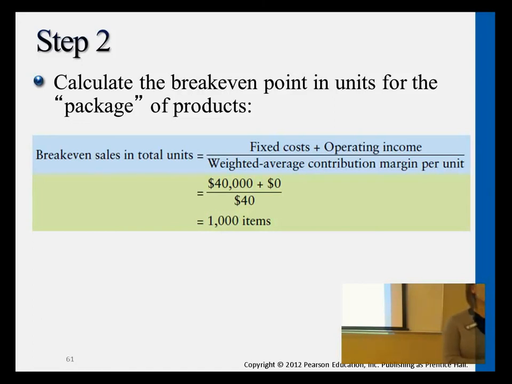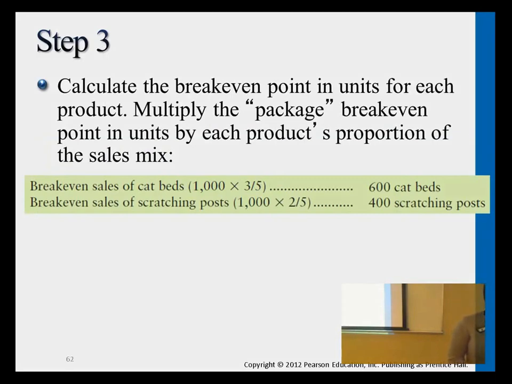So now that you have all these wonderful items, you want to understand what is the portion of one versus the other. So here's what you're going to do. For each of the products, to calculate the break-even point in units, we're going to do several steps. First, we'll multiply that package break-even point in units by each product. Okay? I can't just say, okay, it's 3 units of what? Cat beds, right? I have to take a portion. So how do I know what the portion is?